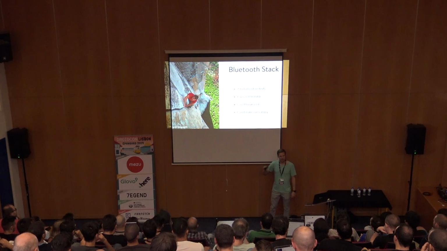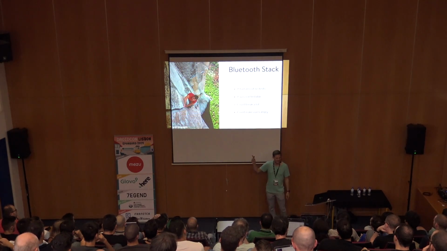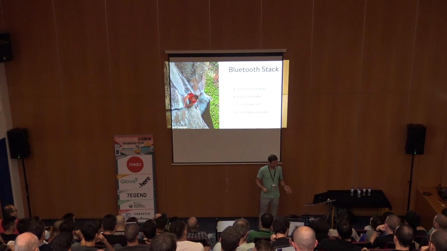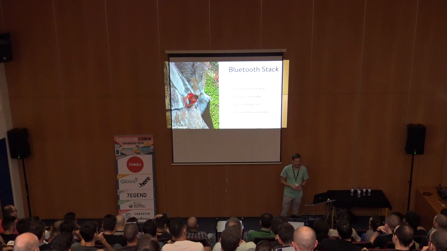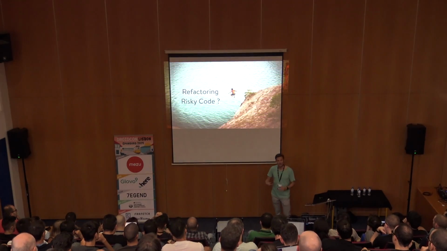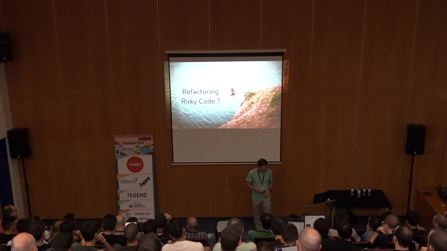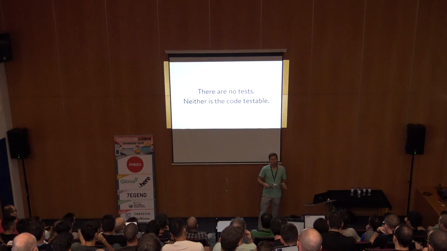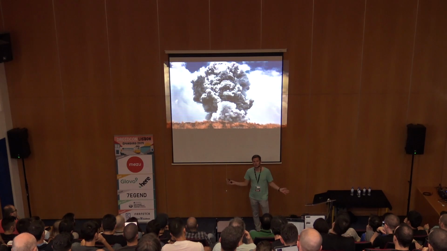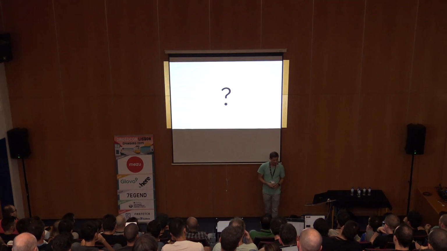But actually, we want to talk about the Bluetooth stack. How can we refactor that? It had almost no tests. It was not testable. It could break a lot and could make the users angry. So how to refactor the risky code? No tests, and it's not testable either. And if you make one false move, it goes boom, you blow up everything. So how do we do that?